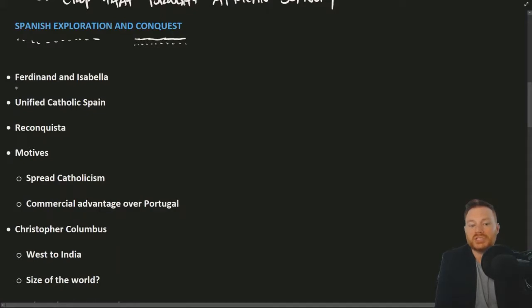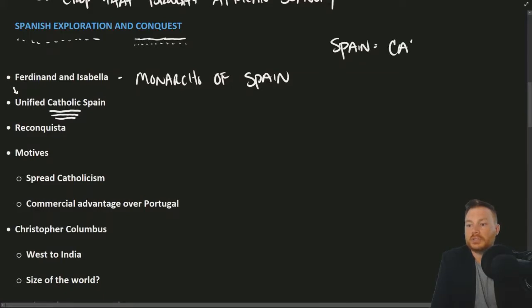Like we mentioned last section, Ferdinand and Isabella, these were the monarchs of Spain. They united their crowns to create the modern Spanish state. They created a unified Catholic Spain. We want to take note of that especially. Spain, especially in this time period, we want to associate very heavily with the Catholic Church. In many ways, Spain is going to be one of the leading nations championing the cause of the Catholic Church. This coincided with the Reconquista.